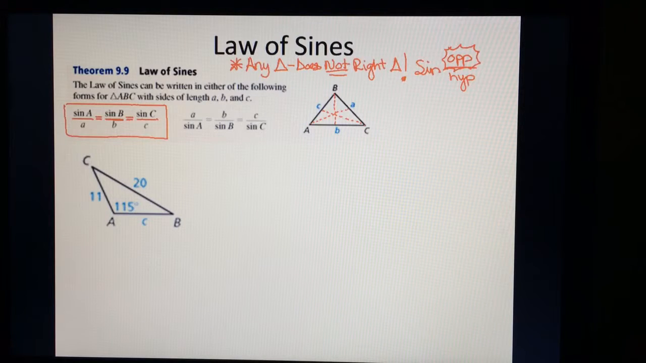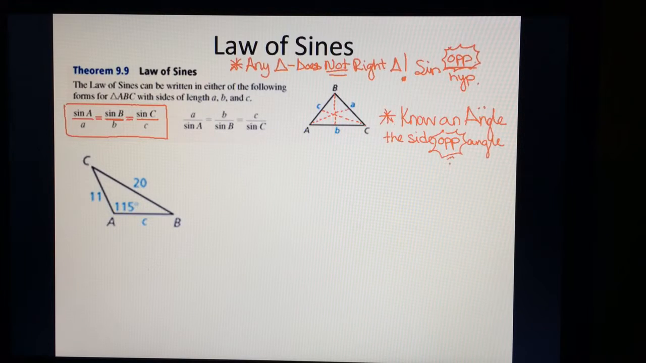To be able to use the law of sines, we have to know an angle, and we have to know the side that is opposite that angle, because sine is opposite over hypotenuse. That's why we have to know the side that is opposite of the angle.